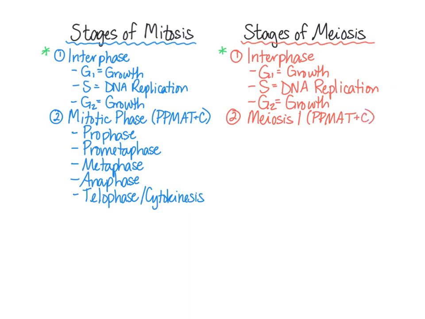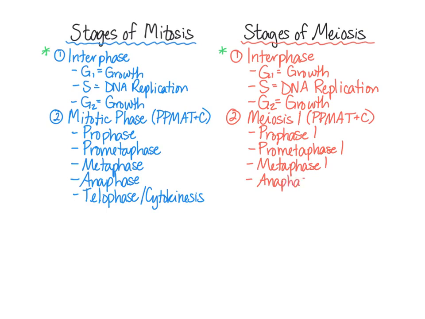Now you'll notice that we have a meiosis I, which is probably giving you a preview that we're going to have a meiosis II. So the stages of meiosis I also get the Roman numeral 1 after them. So the first part of meiosis I is going to be something called prophase I. Then we have prometaphase I, followed by metaphase I, followed by anaphase I, followed by telophase I, and a round of cytokinesis.